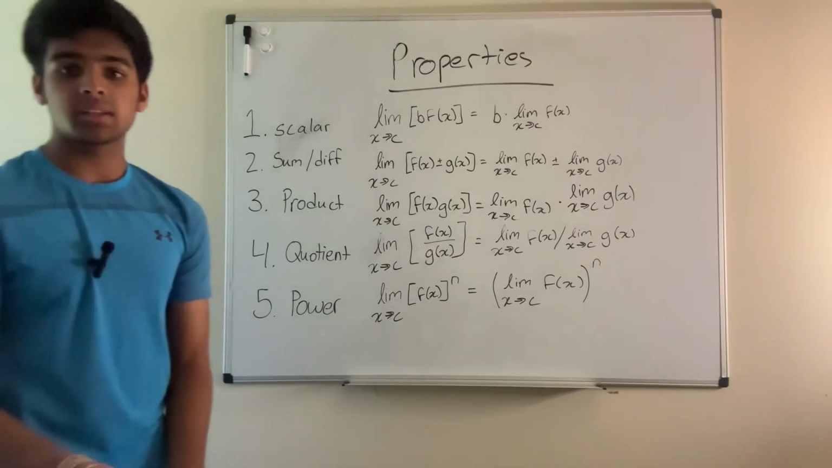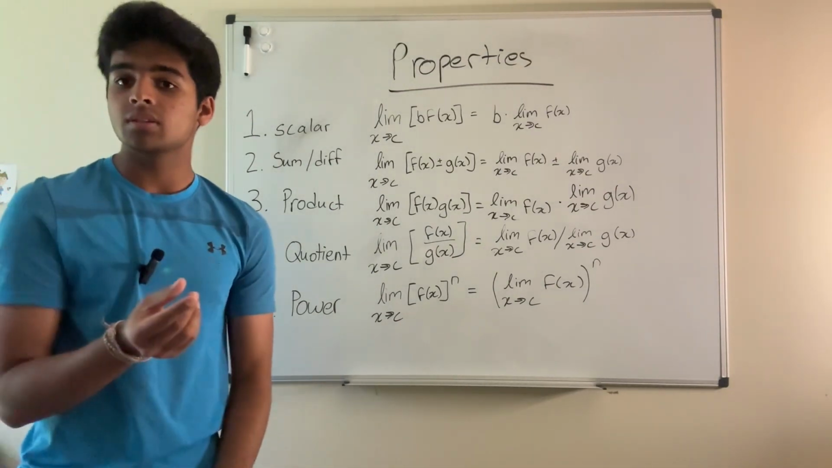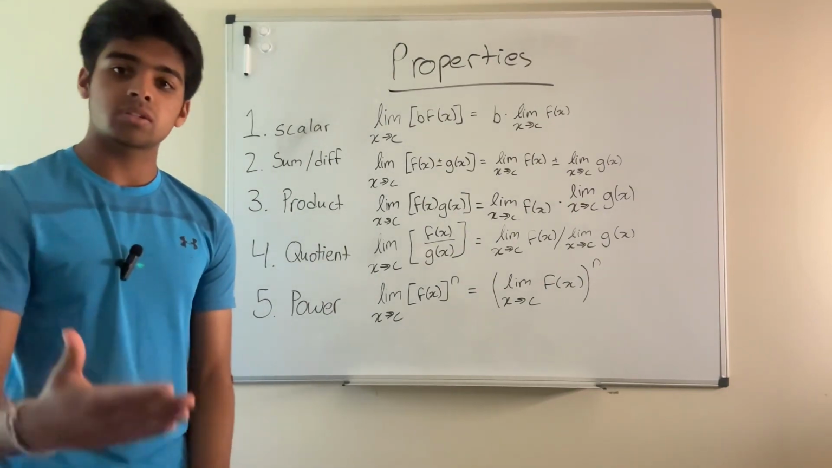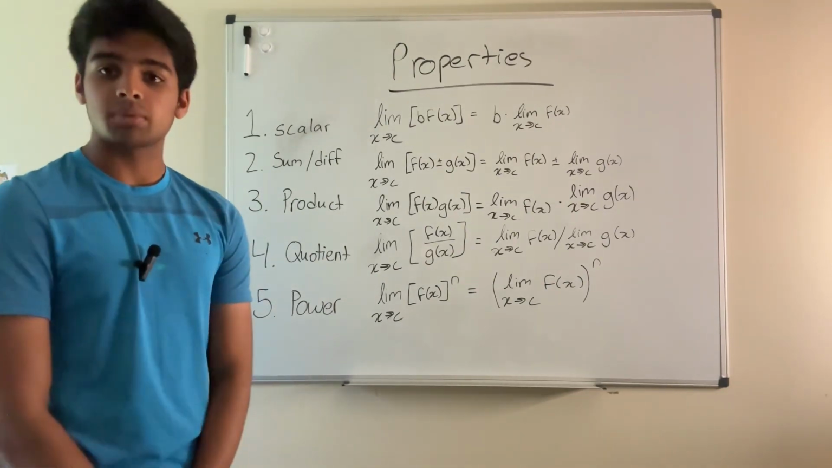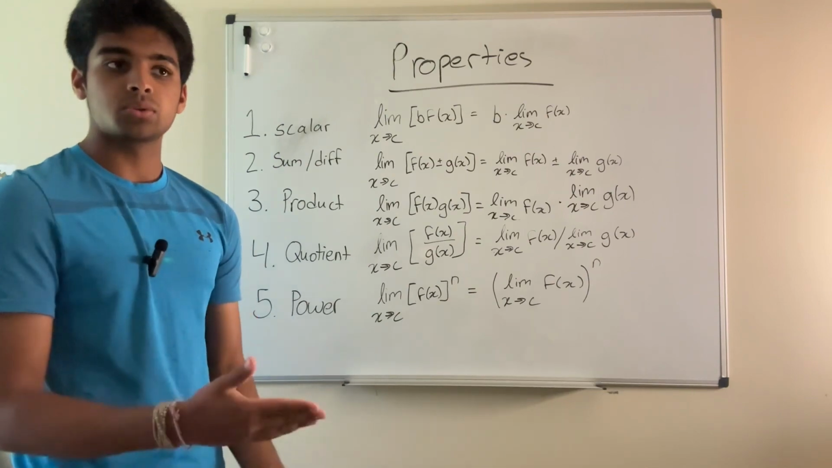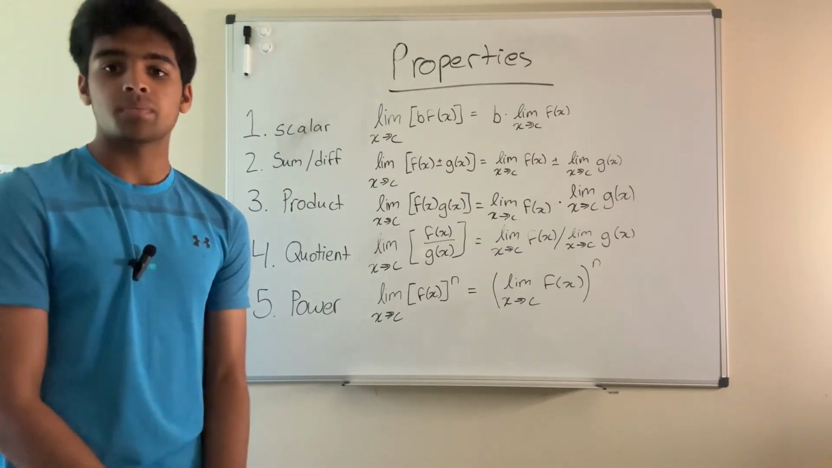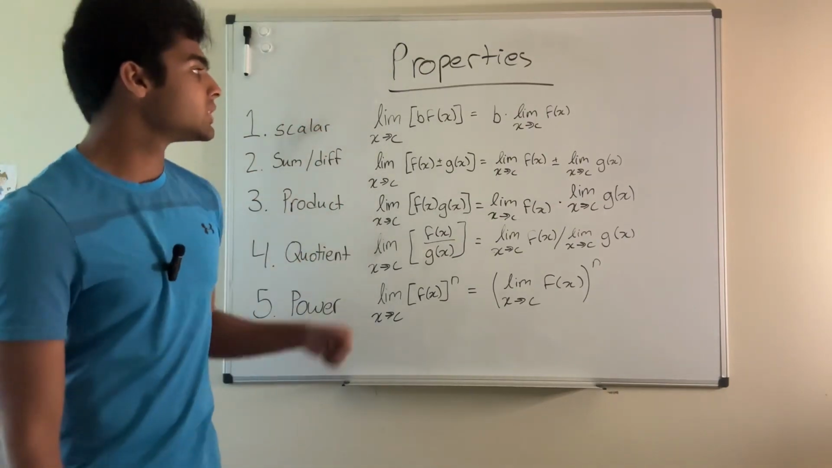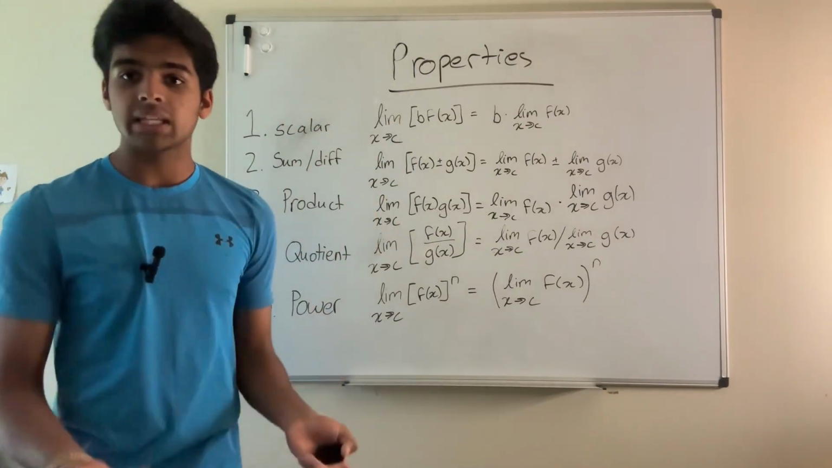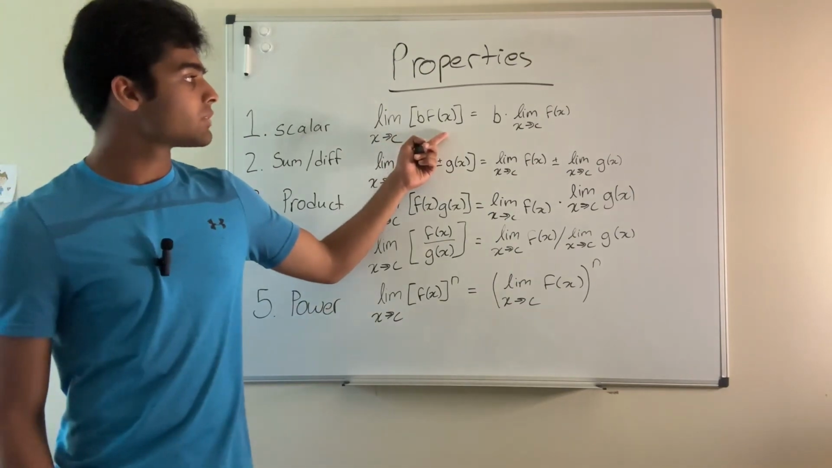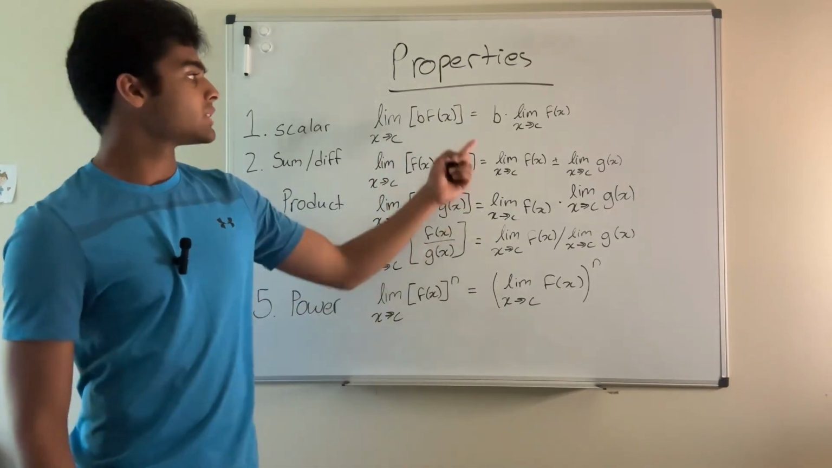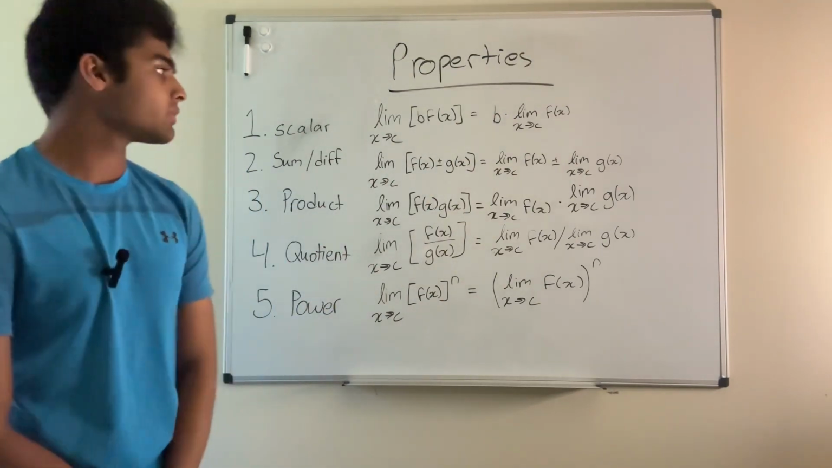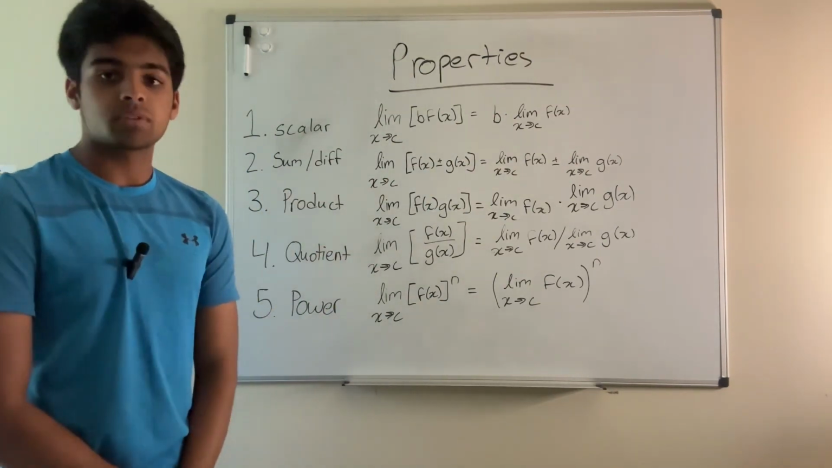And they all basically say that if you have a function or an operation inside the limit, you can move that operation outside the limit and apply the same operation to either the two limits or just a singular limit. For example, if we have the limit as x approaches c of b, which is just any constant, times the function f of x, that's the same thing as if you took b times the limit as x approaches c of f of x.